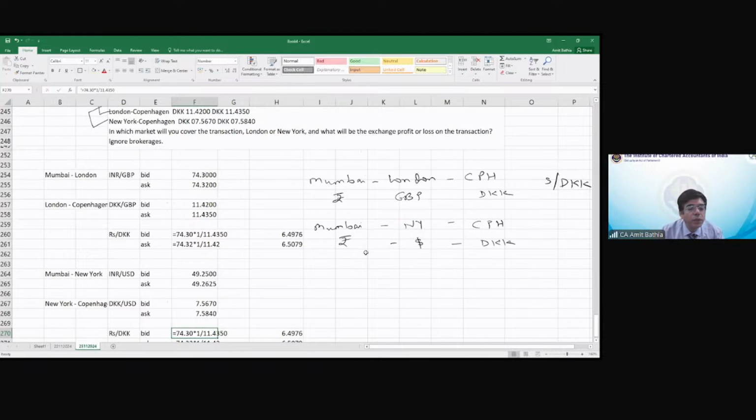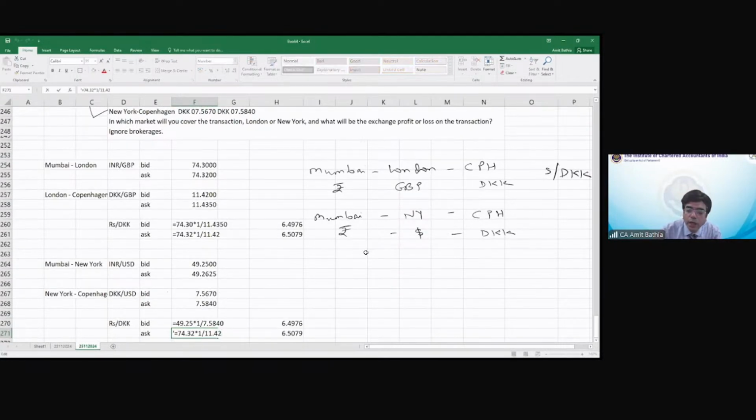Now I want rupees per DKK, so I will have to do essentially over here. The bid price is 49.25 into 1 upon 0.75670. I want USD upon DKK, right? And that too, the indirect word, so ask will become the bid, right? 7.5840.